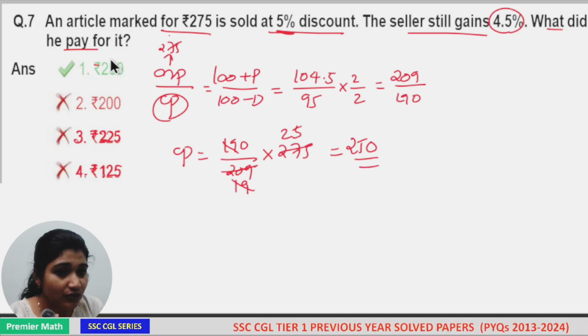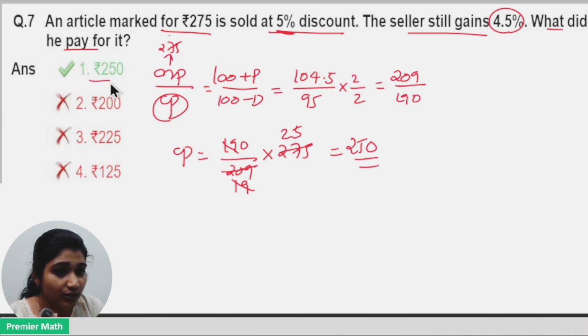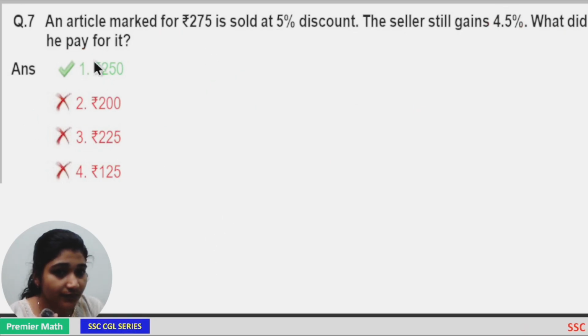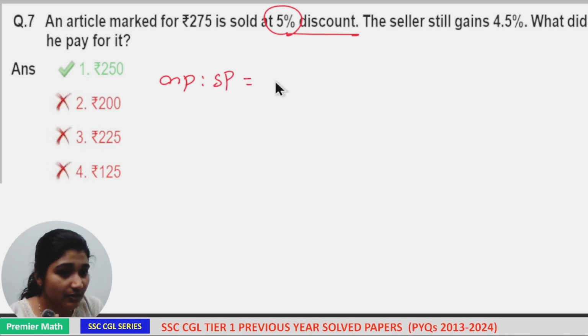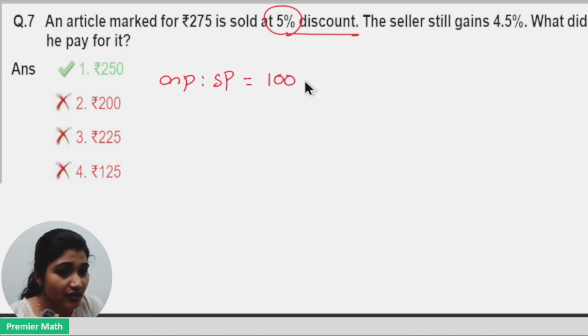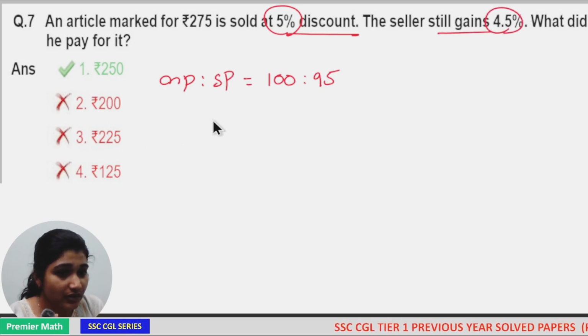So if you don't know this formula, you can also find the answer using the ratio method. Here option 1 is your answer. Ratio method means here 5% is a discount. Discount is given on marked price. That is, discount ratio means marked price and sell price ratio. If marked price is 100 rupees, then 5% discount means 95 rupees is the sell price. Now, gain is 4.5% means profit. Profit means cost price and sell price ratio.